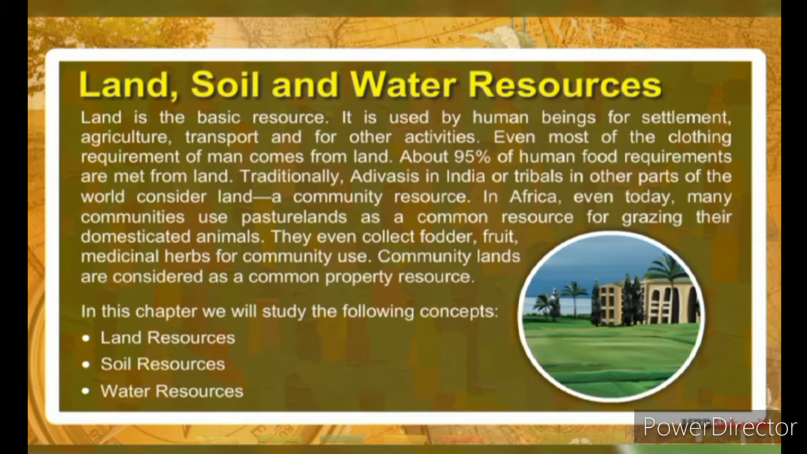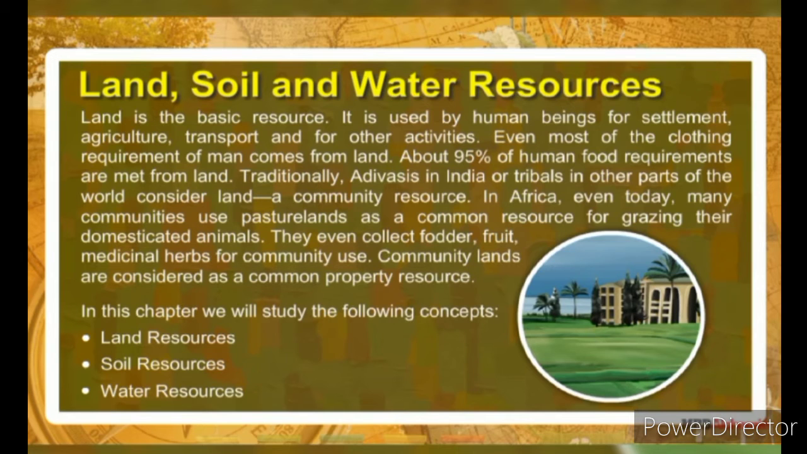Traditionally, Adivasis in India or tribals in other parts of the world consider land a community resource. In Africa, even today, many communities use pasture lands as a common resource for grazing their domesticated animals.